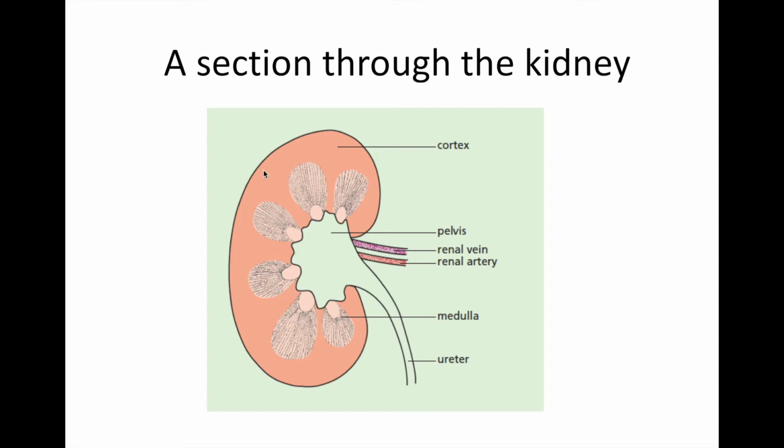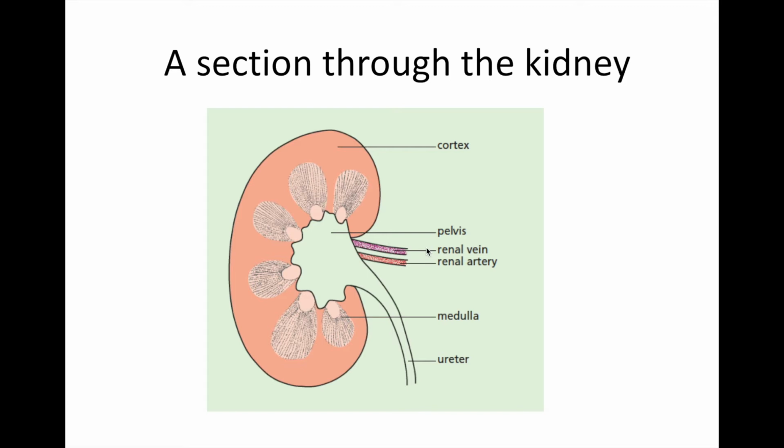If you look at the anatomy of the kidney, we will find that it is made mainly of three parts. The outer region here is called the cortex, and the middle region is called the medulla, and here we have the pelvis. It's like a pyramid shape. So again, the cortex, medulla, and the pelvis.